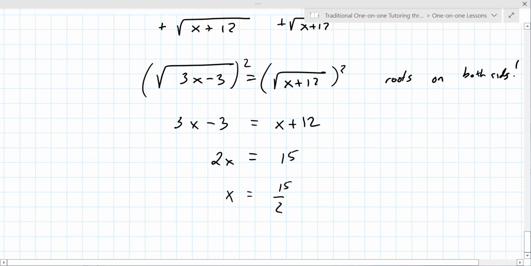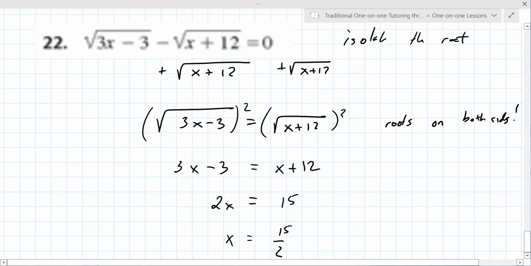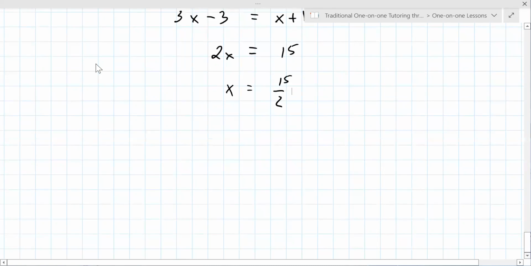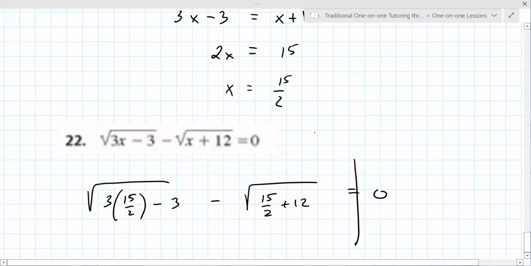Now this one's harder to check. Is that really right? Yeah, I guess it is. So to check this, you're not going to like this. I mean, you got it, but you really are supposed to check. So it's square root 3 times 15 over 2 minus 3 minus square root 15 over 2 plus 12. Now, remember, I'm going back to the original. You always check in the original, not the one where you move things around.